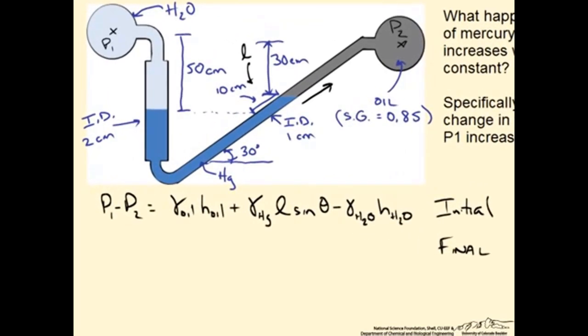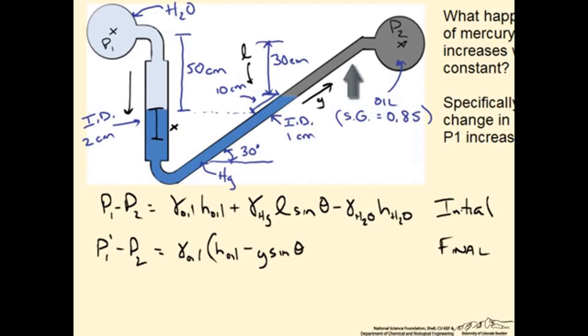And what this final system is going to look like, let's say P1 prime minus P2 since it stays constant. And we know that this side of the manometer is going to decrease. So let's specifically say that that decrease in height we'll label as x. And this is going to result in a change y on the right side of the manometer. So for the oil, the specific weight of the oil times the new height, which is going to be the original height of the oil minus y sine theta, since that will be the change in the vertical direction based on the amount of mercury that goes up that tube.